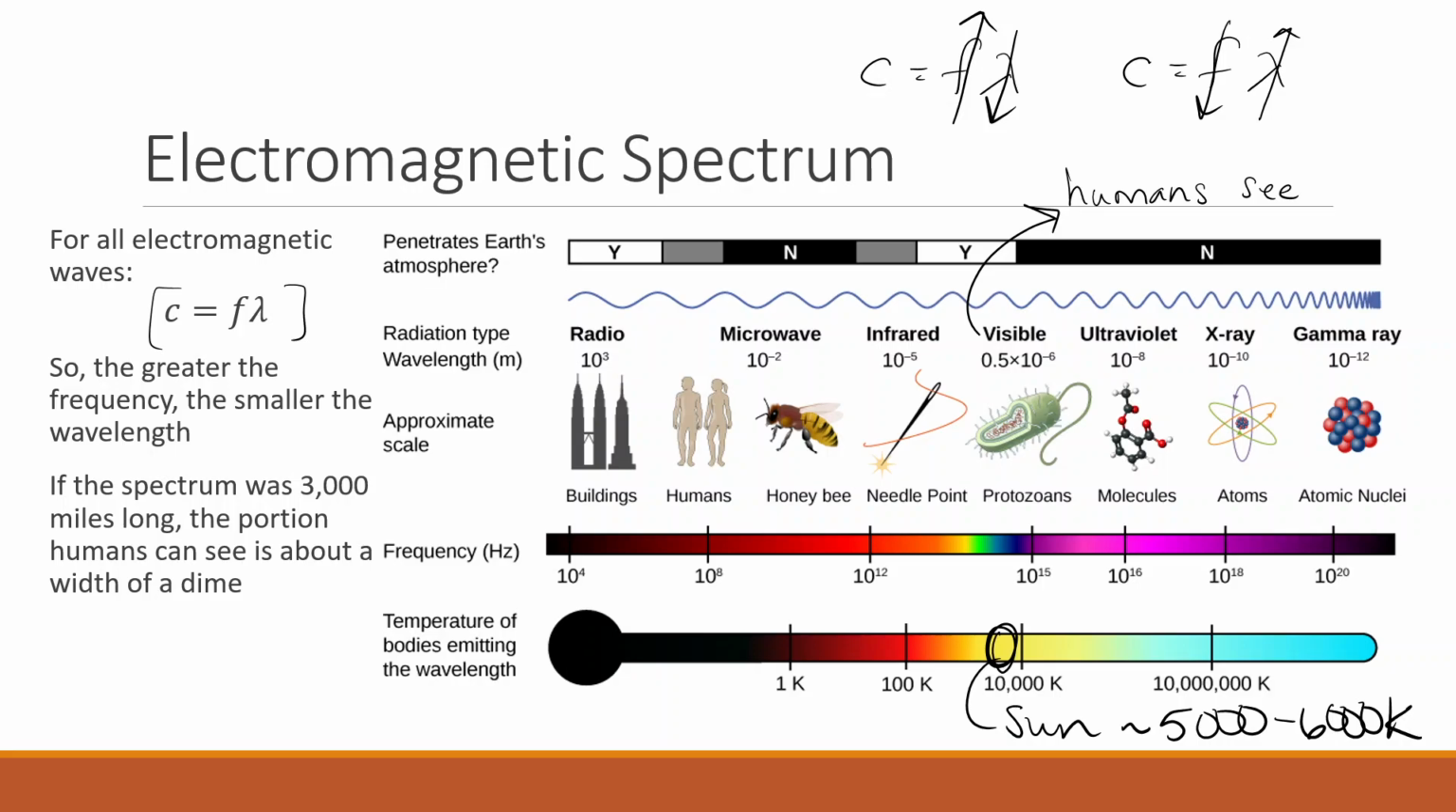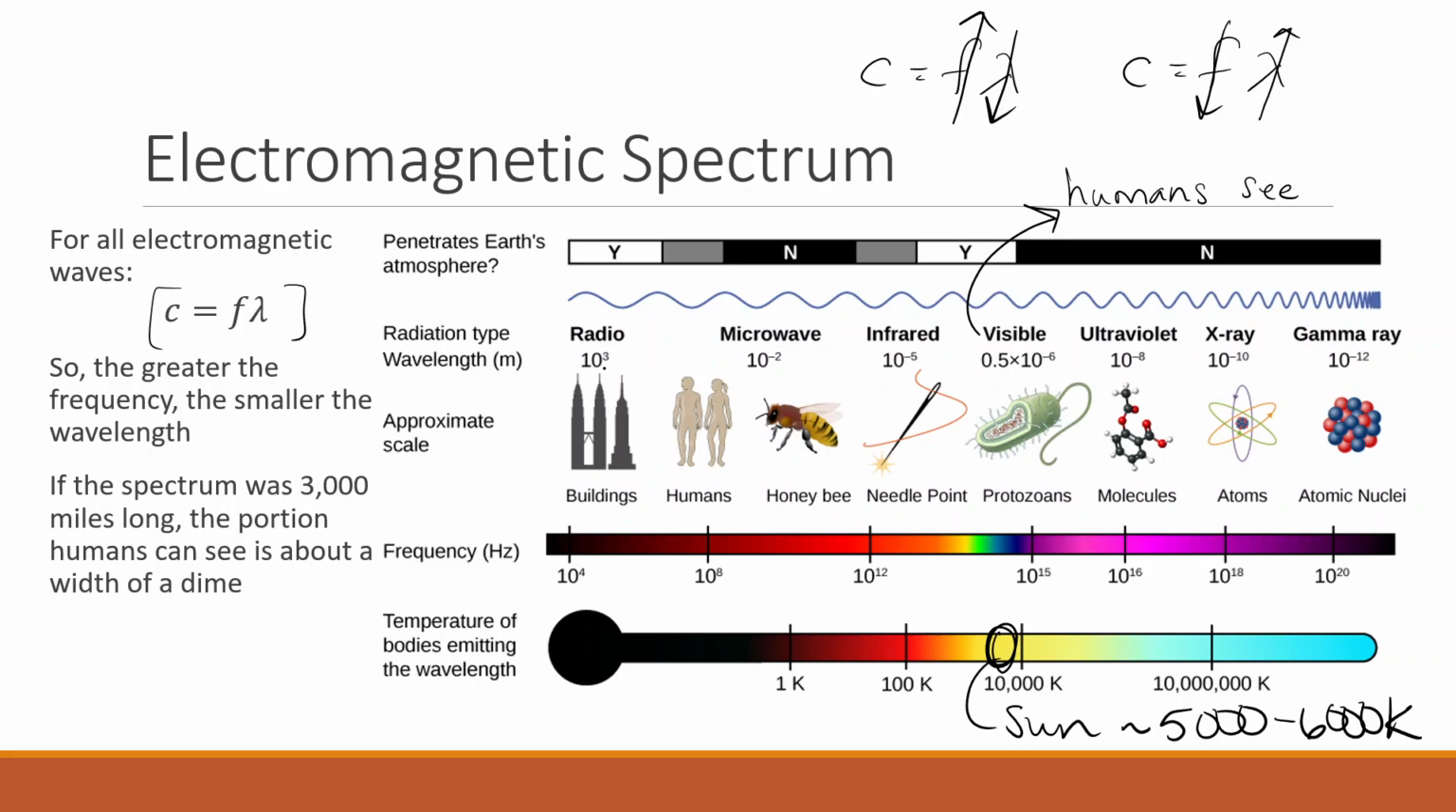A bit more about this spectrum. Radio waves are quite large; you can see that they are the size of buildings. That is their wavelength. The microwave is a little bit smaller, about 10 to the negative 2, about a centimeter. Then we get down to infrared, comparable to a needlepoint. Then we have visible light, which is what we see. Ultraviolet light is the size of molecules. X-rays, atoms. Gamma rays, atomic nuclei. So we have all of that information.